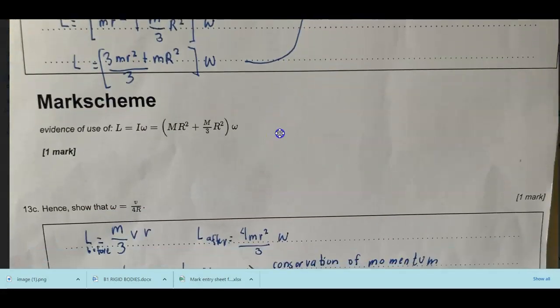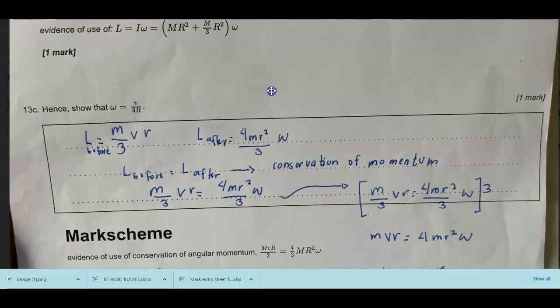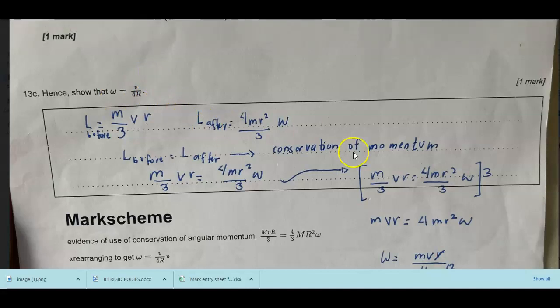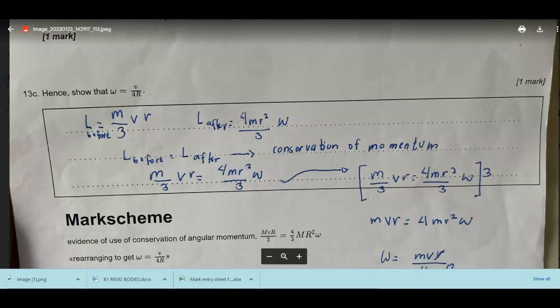Now, we go to the third question. It says here that we have to prove that your omega, or your angular speed, is now equal to v over 4r. Well, we already know that the general formula to get v with respect to omega is v is equal to r omega. However, since in this system we are using different masses, we just have to prove that using before collision and after collision, we will be able to obtain omega equal to v over 4r.